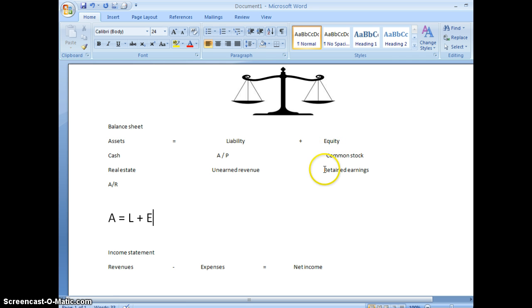Now, under equity, there are two distinct sections under equity. One is common stock and one is retained earnings. And here's how to remember the difference between the two. Common stock, cash comes from sale of stock. Okay? Cash comes from sale of stock. Retained earnings, cash comes from revenues. Revenues are going to be when you sell something for your business.